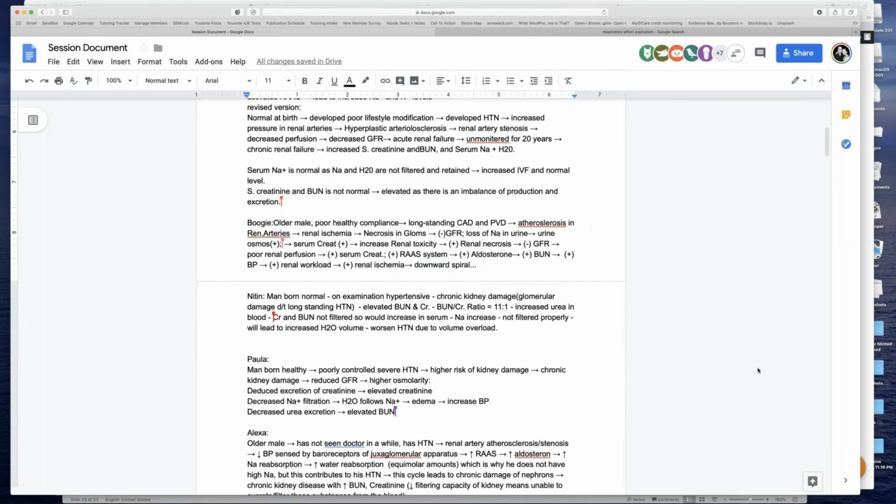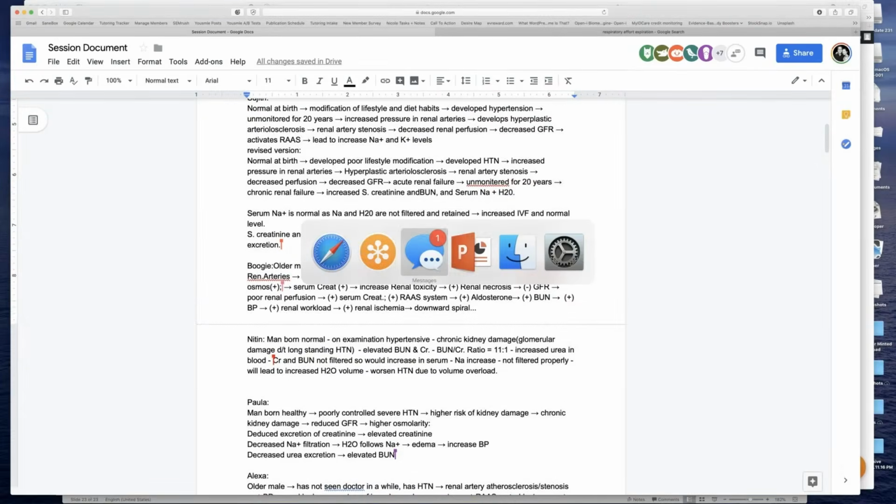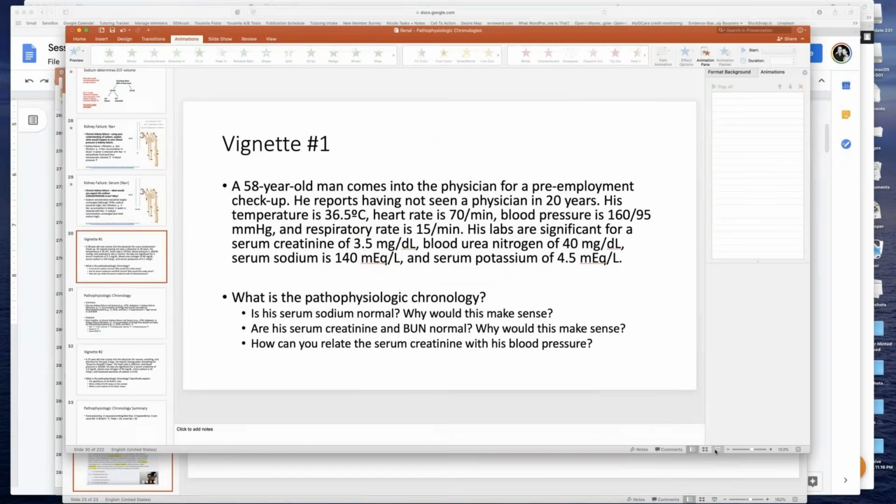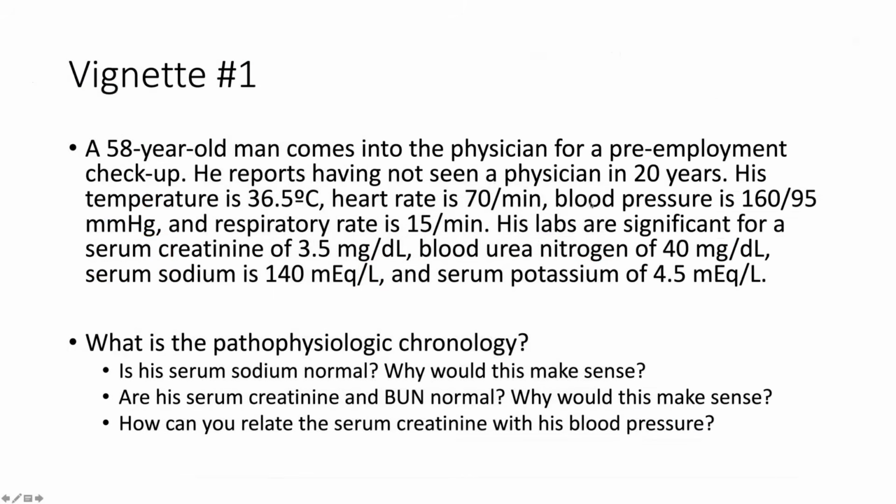Good, perfect. So Alexa, I'm still a little confused as to what you mean by relating the serum creatinine with his blood pressure. So in other words, what I'm asking is, you want to explain why is his blood pressure high?